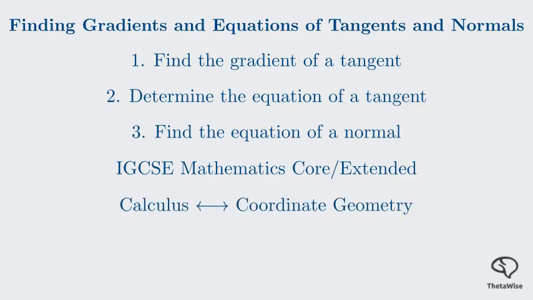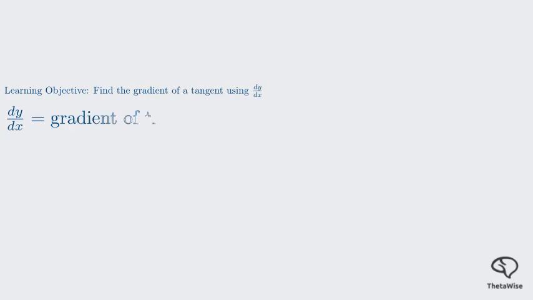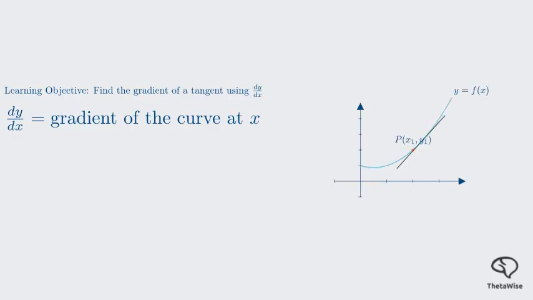Let's start with the fundamental idea, the gradient of a curve. In this first section, our goal is to use differentiation to find the gradient of a tangent at a specific point. Recall that the derivative, dy by dx, gives us a formula for the gradient of the curve at any point x. A tangent is a straight line that just touches a curve at a single point and has the exact same gradient as the curve at that point. So, to find the gradient of the tangent, we simply calculate dy by dx and substitute the x value of our point.